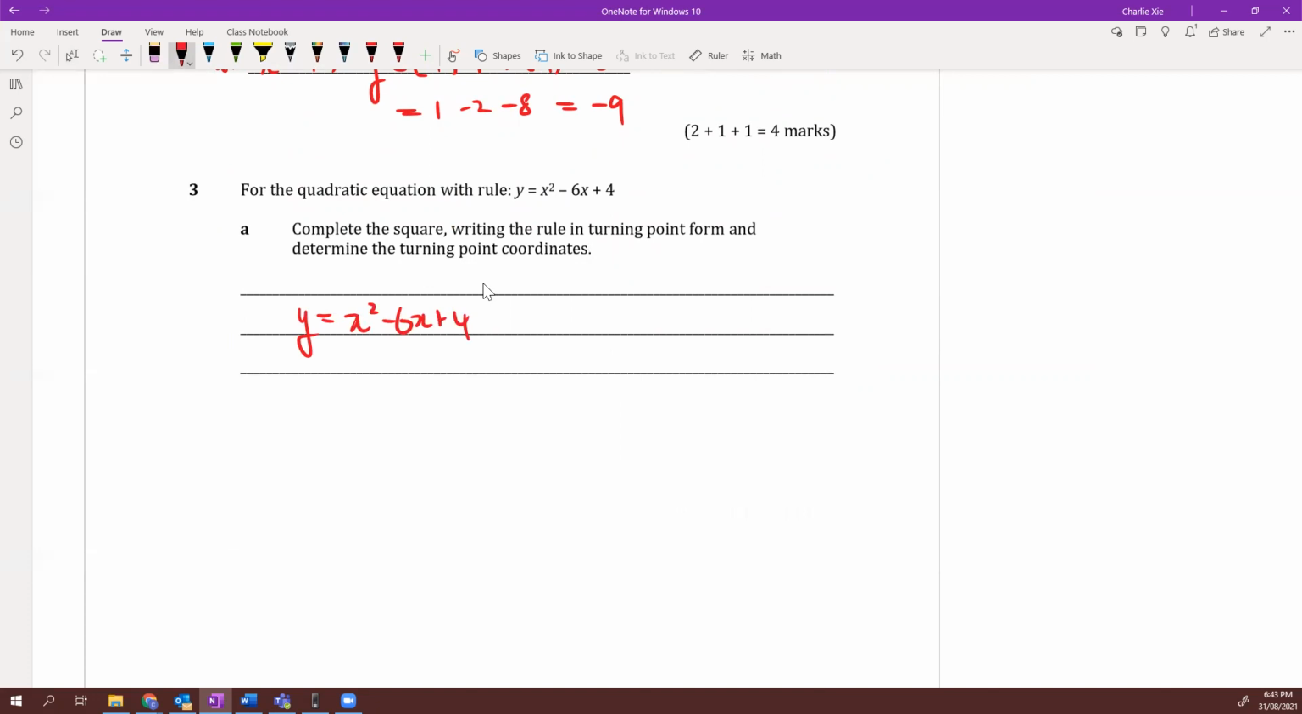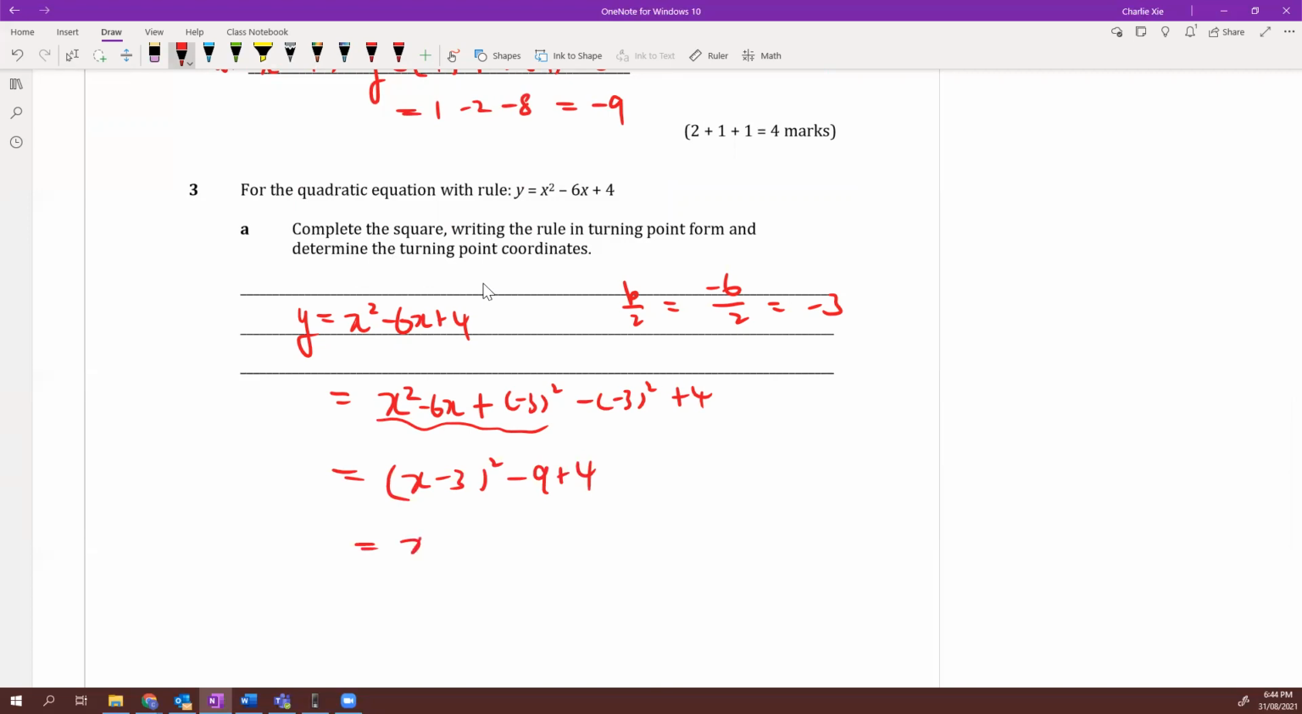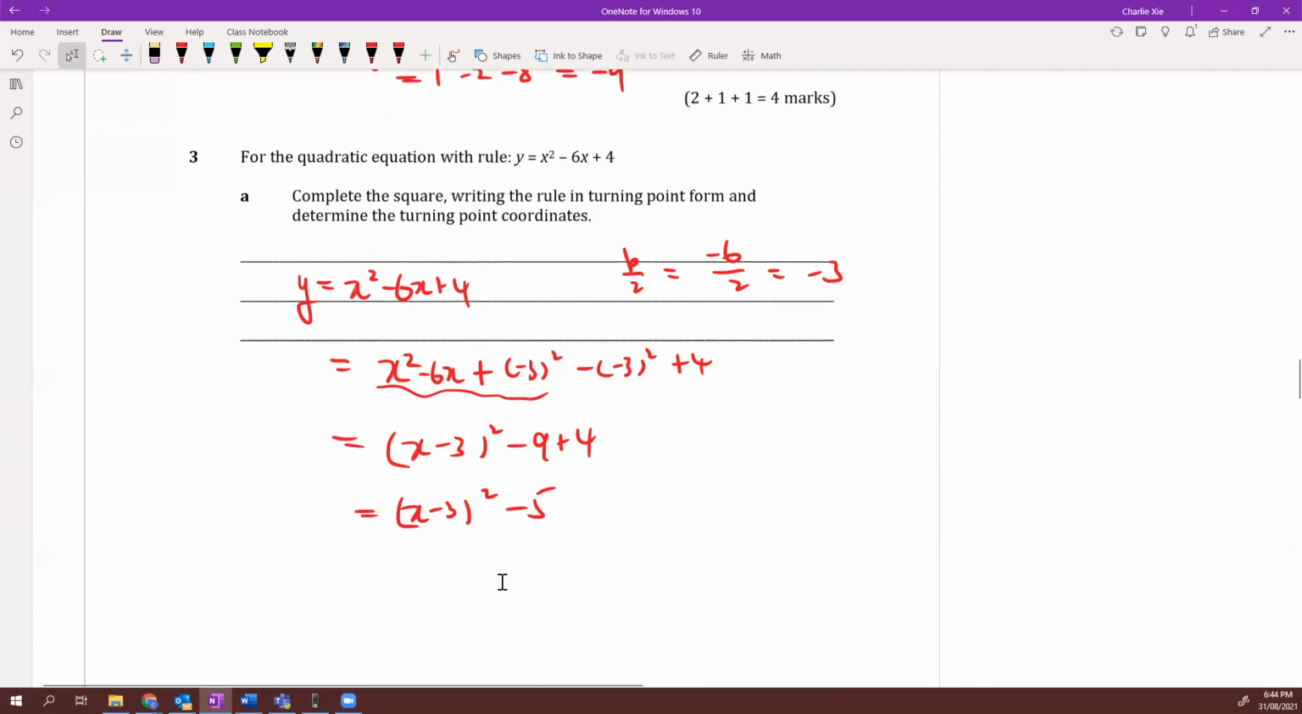So when you're completing the square, you look at your b. Your b is negative 6, so half of b equals negative 6 over 2, which is negative 3. So that's x squared minus 6x plus your half b squared, negative 3 squared. You have to take away your half b squared to balance it. So these two cancel each other out, and the plus 4. These three give you the trinomial, x minus 3 squared, and minus negative 3 squared, which is 9, plus 4. So that's x minus 3 bracket squared minus 5. And that's your turning point form.